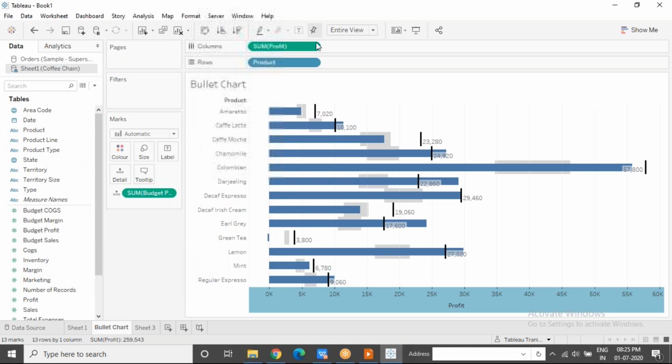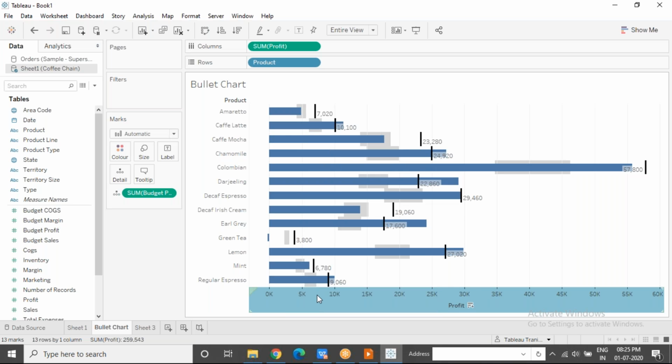Okay. Now, 80% of 7,020 is 5,616. 60% of this value is 4,212. 80% and 60% of 7,000, so that is what this is indicating. 60% of 10,100 is 6,060. 80% of it is 8,080. And you can see the reference distribution going from 60 to 80%.